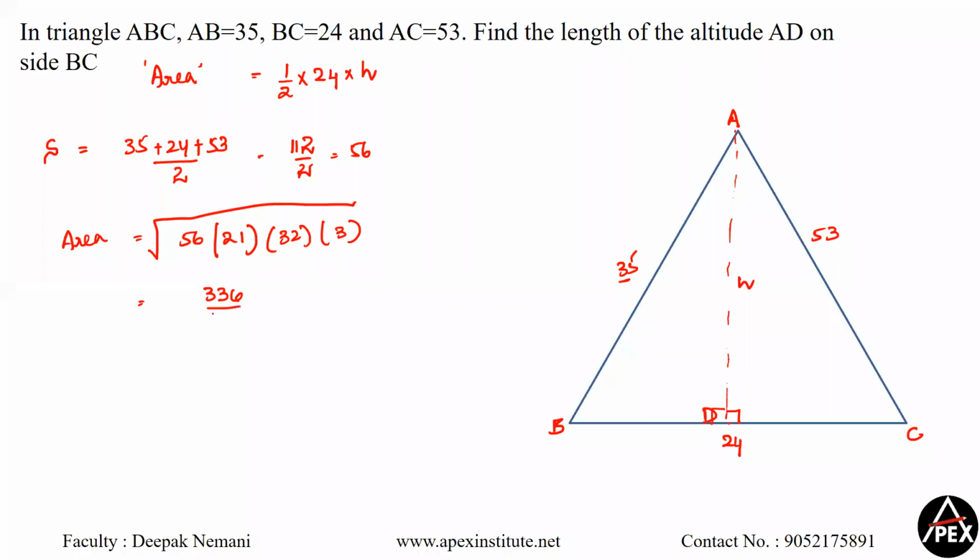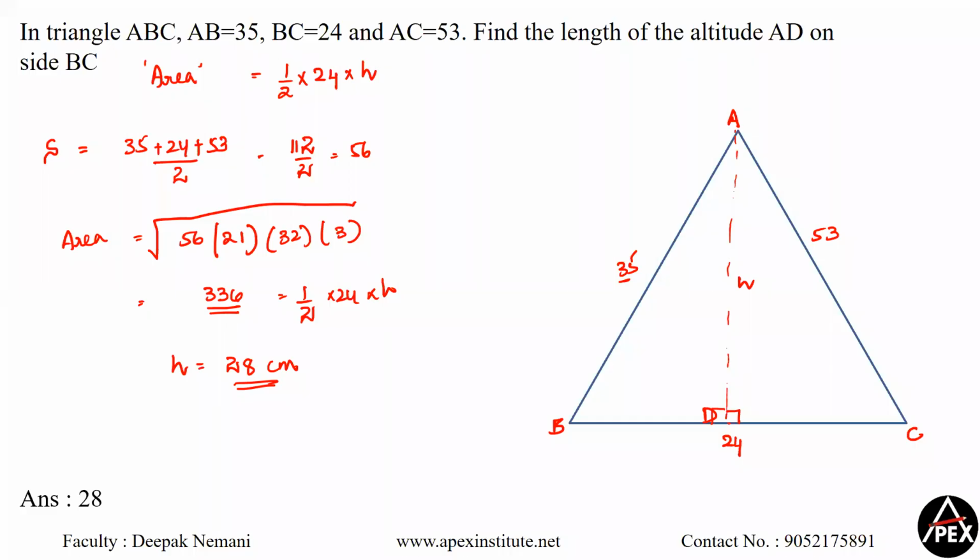Now this area is equal to half into 24 into height. So 336 divided by 12. So 28. Yeah, 28. So the height should be 28 centimeters. The answer should be 28. Perfect.